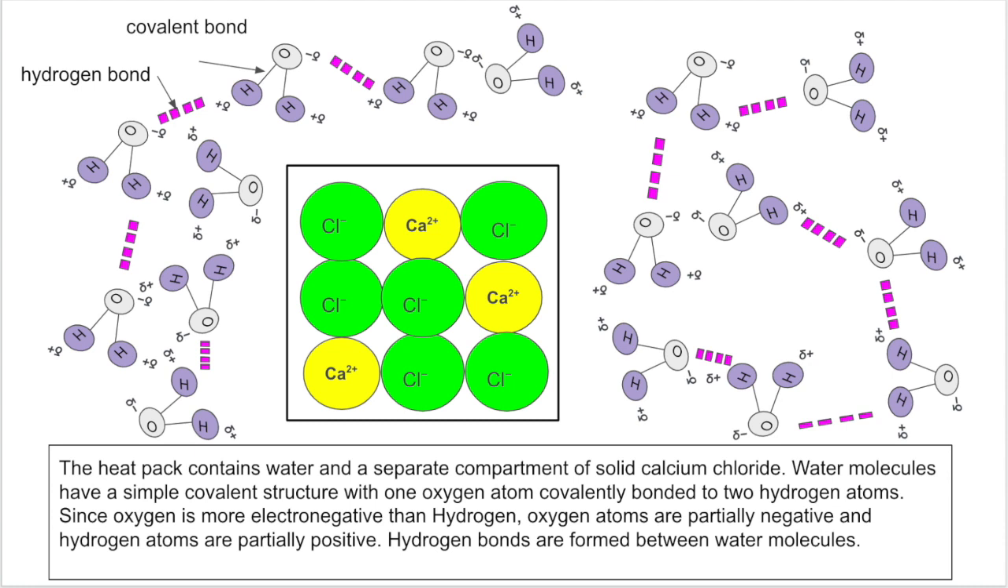Water molecules have a simple covalent structure, with one oxygen atom covalently bonded to two hydrogen atoms. Since oxygen is more electronegative than hydrogen, oxygen atoms are partially negative and hydrogen atoms are partially positive. Hydrogen bonds are formed between water molecules.